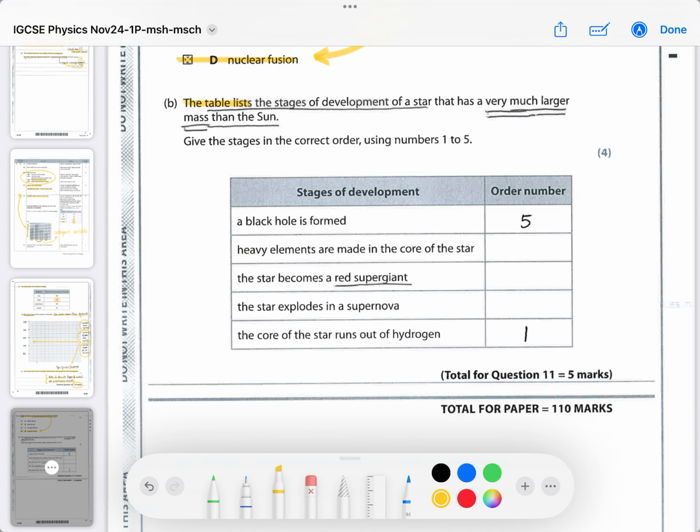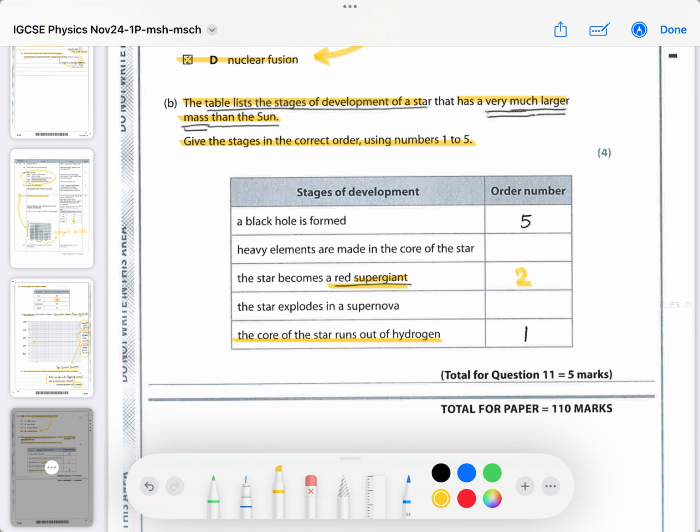The table lists the stages of development of a star that has a very much larger mass than the sun, and they want you to give the stages in the correct order using numbers 1 to 5. So I've put number 1 first. When the core of the star runs out of hydrogen, what happens to it? It will become a red giant, but because it's a much larger star, it will become a supergiant. So that will be number 2.